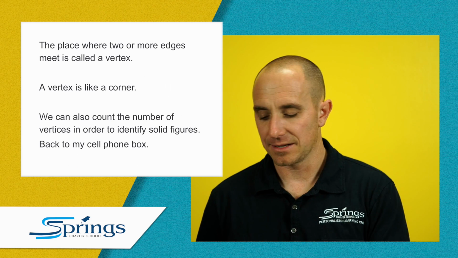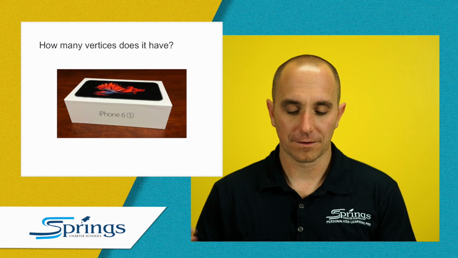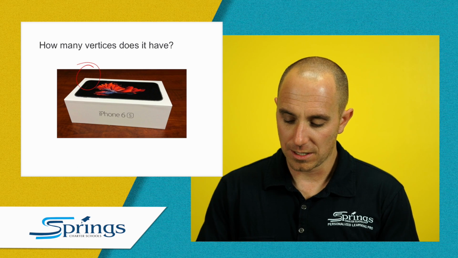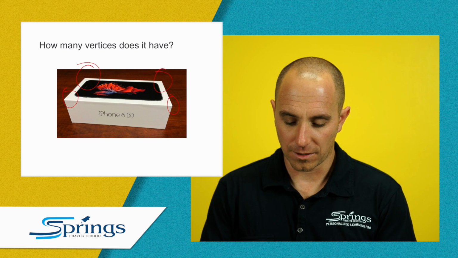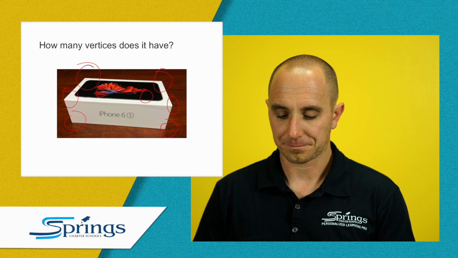So let's go back to that idea of the cell phone box. How many vertices does it have? So you're looking for points. So you think about it, you got 1, 2, 3, 4, 5, 6, and then you're going to have 7 and 8 down there where you can't see.